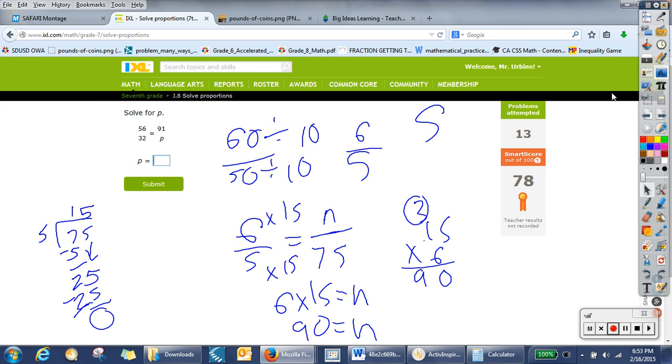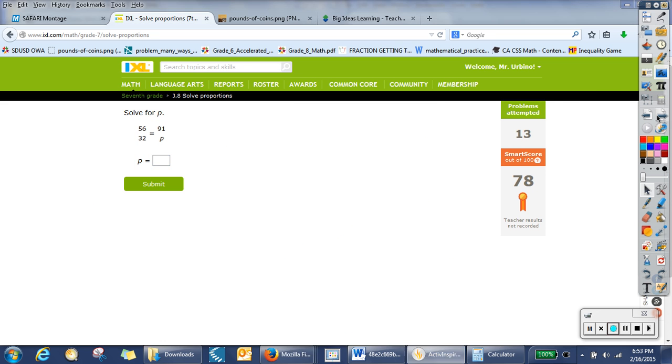And I just need to do one more to get to 80. Ooh, this one's a little tricky. Alright. 56 over 32. Alright. This one, I'll use cross products for the last one, hopefully our last one. 56 divided by 32.